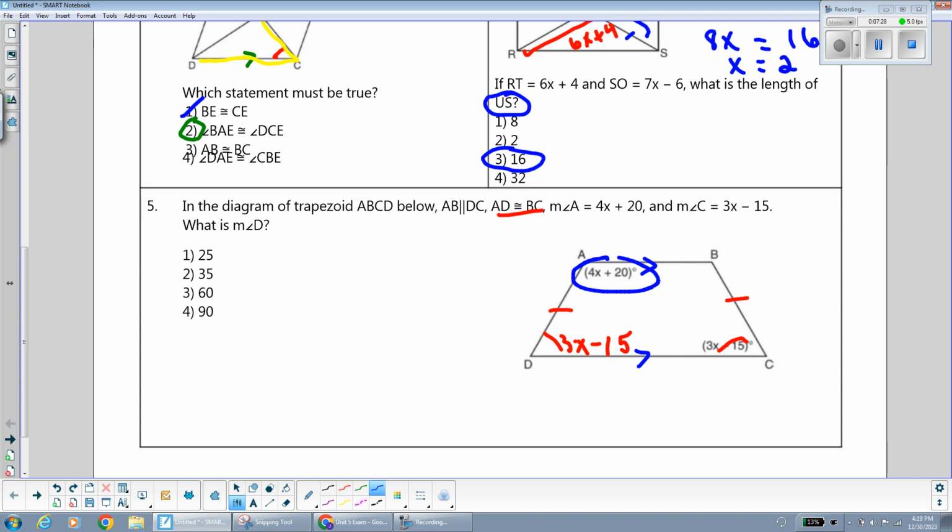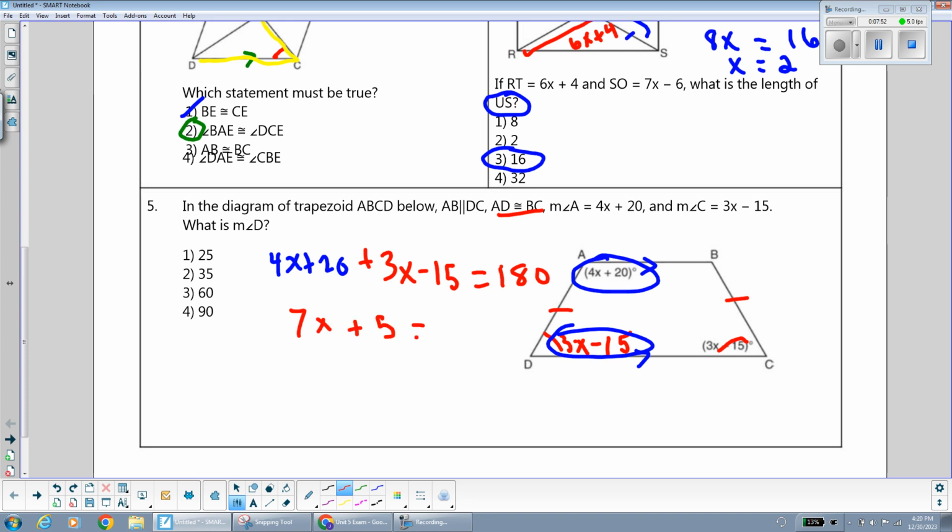And we know that any upper base angle and the lower base angle directly below it are supplementary because they are same side interior angles formed when parallel lines are cut by a transversal. And we know same side interior angles are supplementary when we have parallel lines cut by a transversal. So when we add them together, they should add up to 180 degrees. So that is 7x plus 5 is equal to 180. That is 7x equals 175. And that gives me an x value of 25 if you divide both sides by 7.